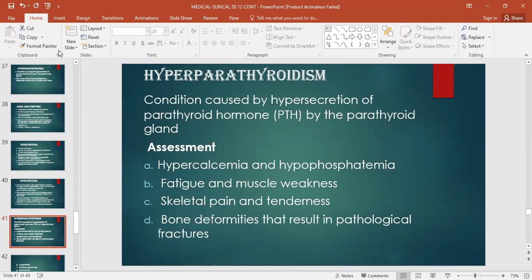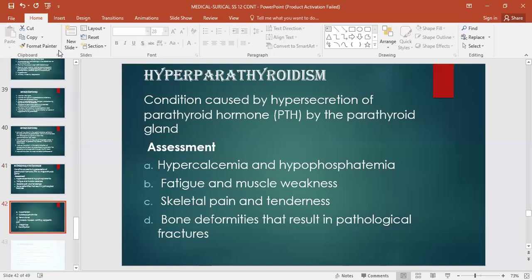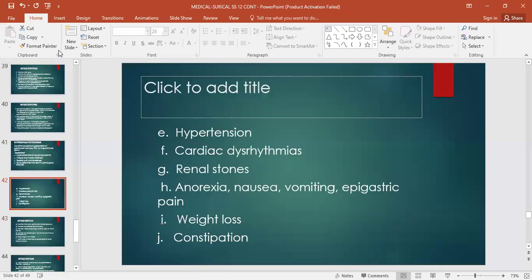I told you that they are inversely related. So when one is high, the other one will be low. The reason why I'm not explaining is that we have spoken about it in all other lectures, so I don't want to keep repeating myself. Patients will have fatigue, muscle weakness, skeletal pain, and tenderness. Bone deformities that result from pathological fractures. Patients will have hypertension, cardiac dysrhythmia, renal stones.